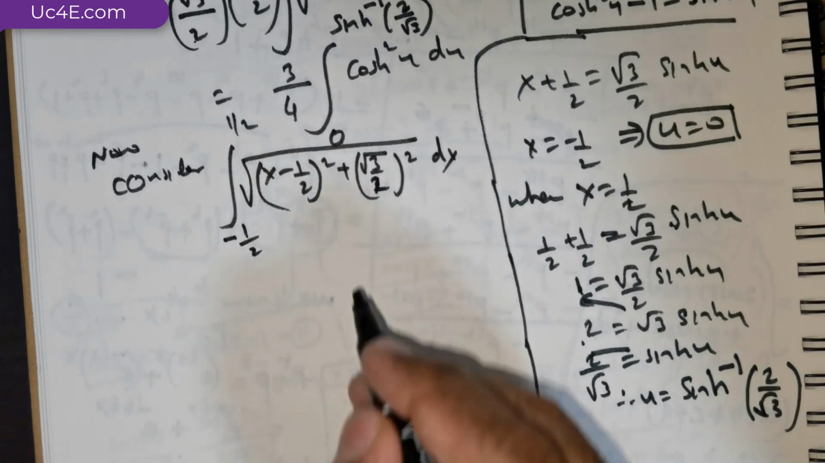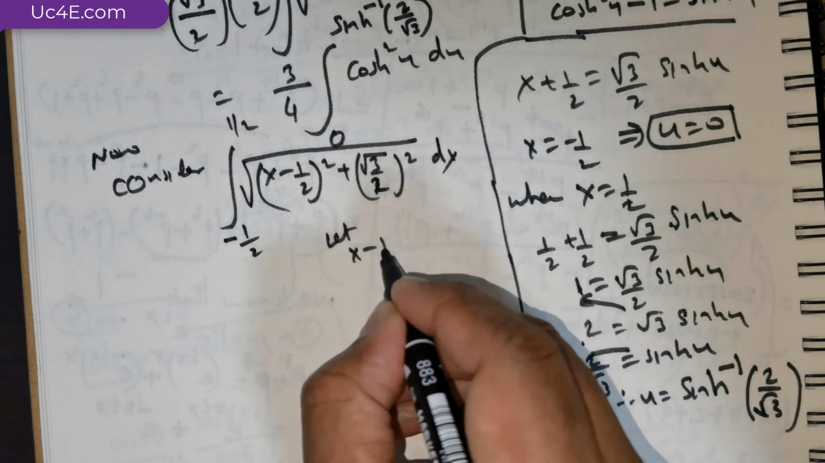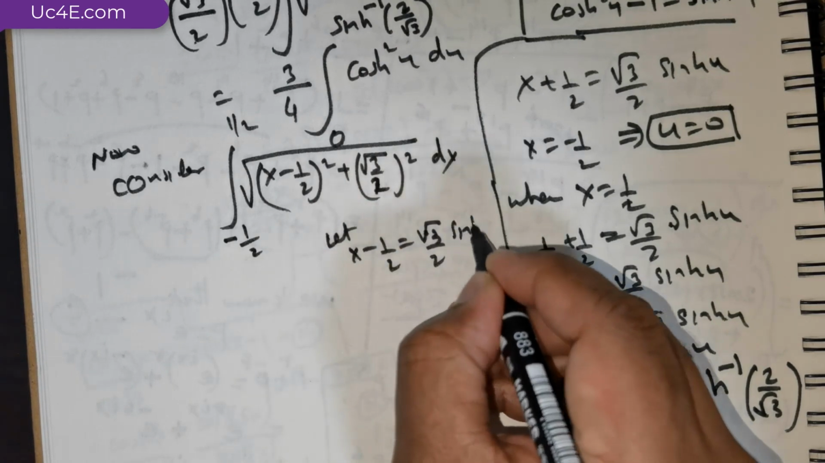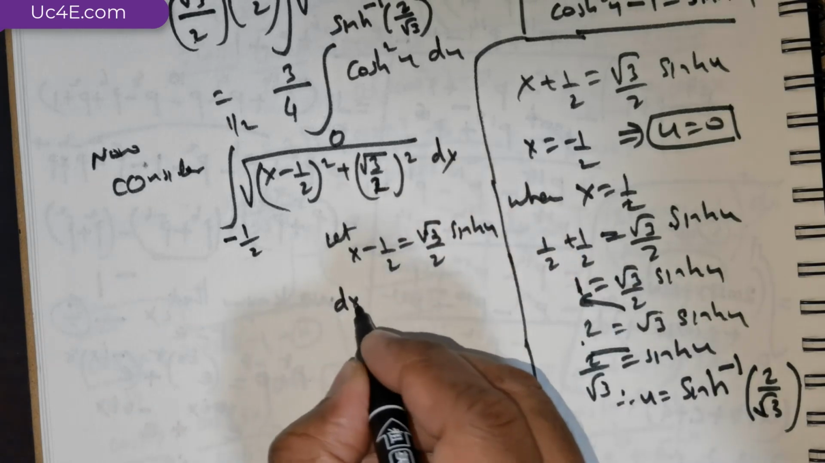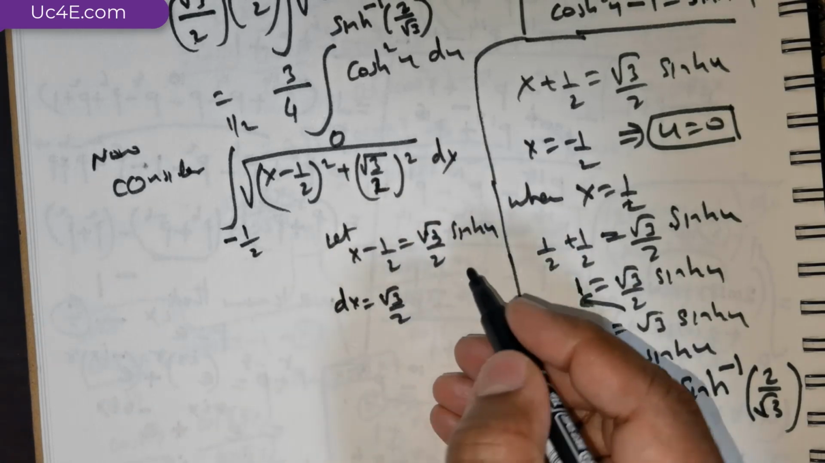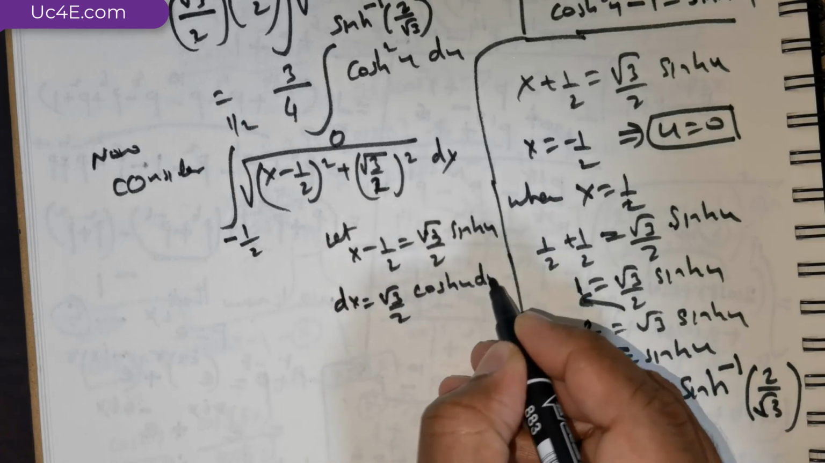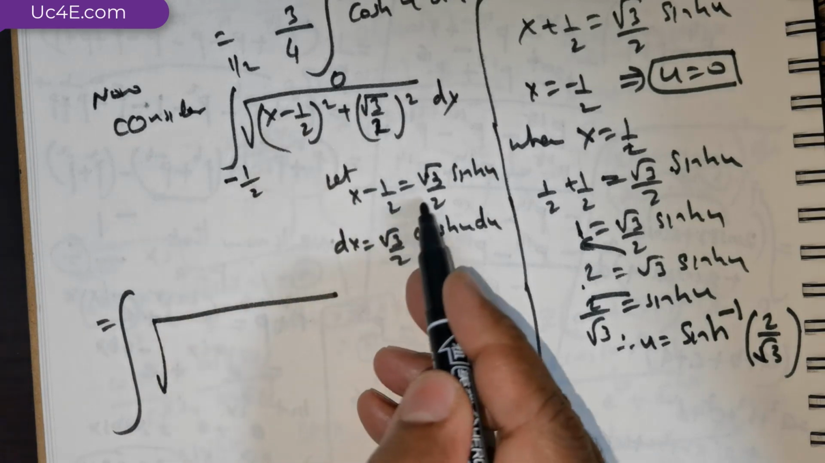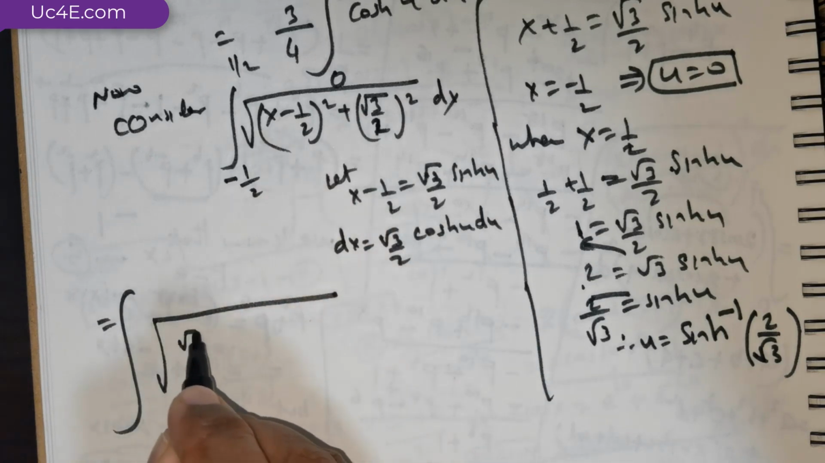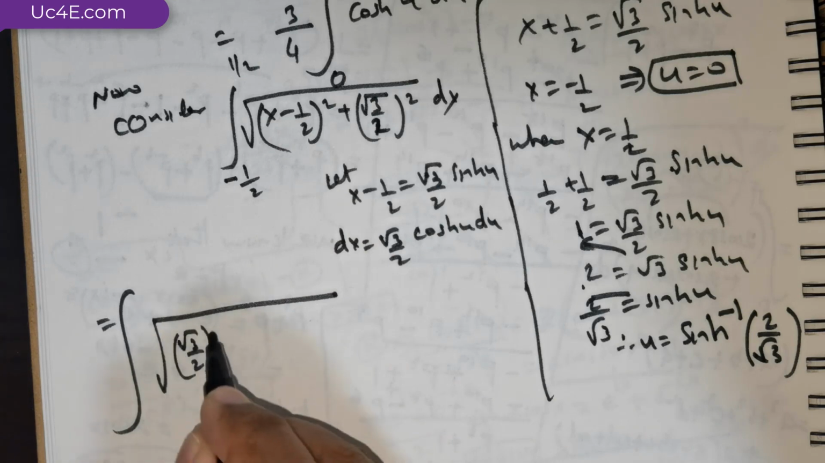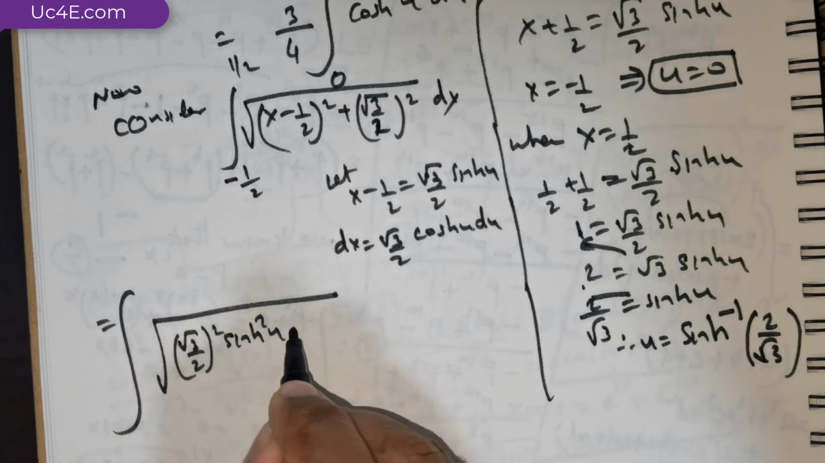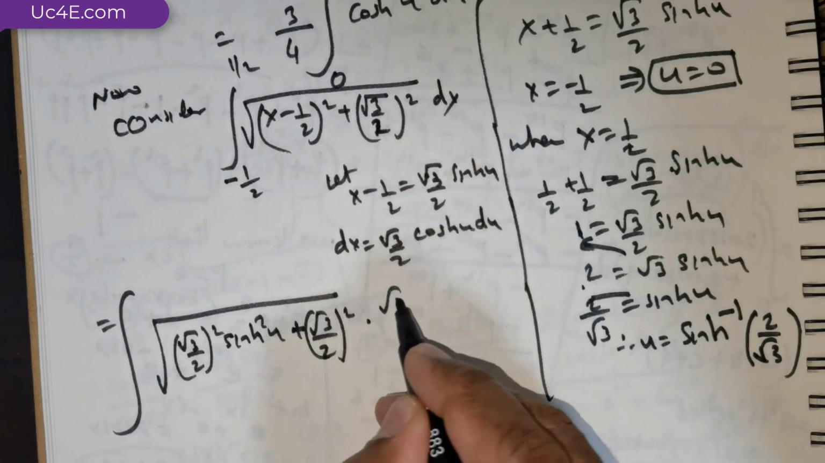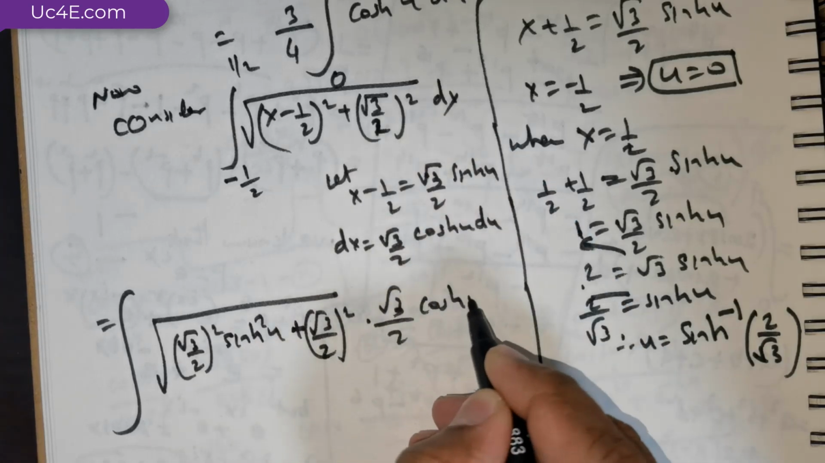Okay. Now I can use the same hyperbolic substitution. Let x minus 1/2 be equal to root 3 over 2 sinh u. dx is equal to root 3 over 2, and the differential of sinh u will give me cosh u du. So in place of x minus 1/2, I'm going to substitute this. It is going to be root 3 over 2 squared times sinh squared u plus root 3 over 2 squared. In place of dx is going to be root 3 over 2 times cosh u times du.